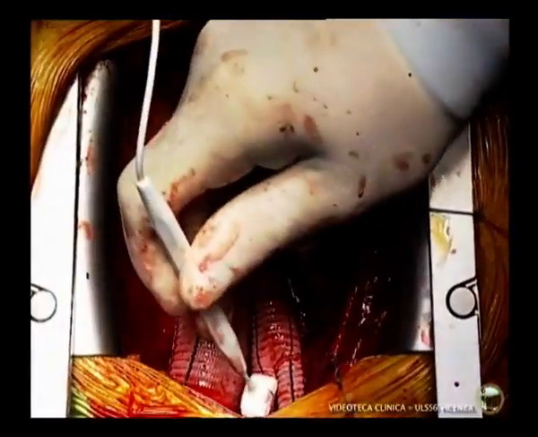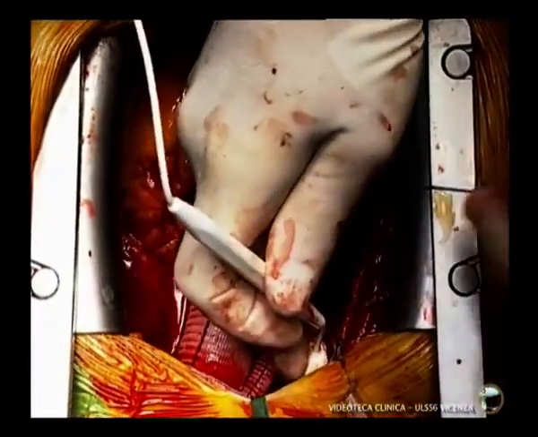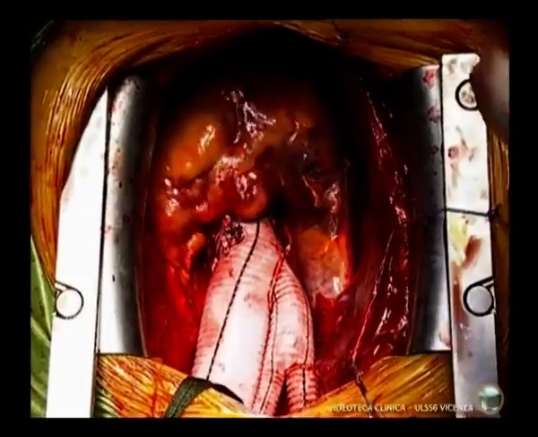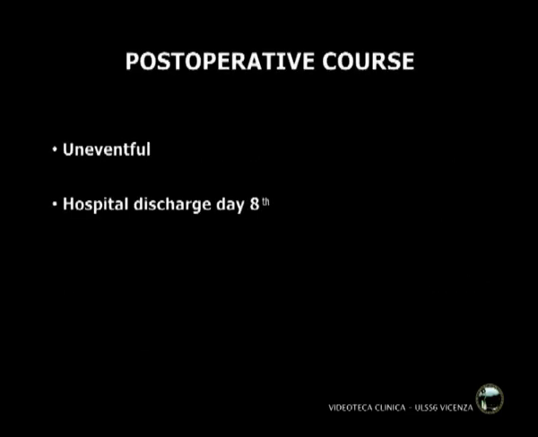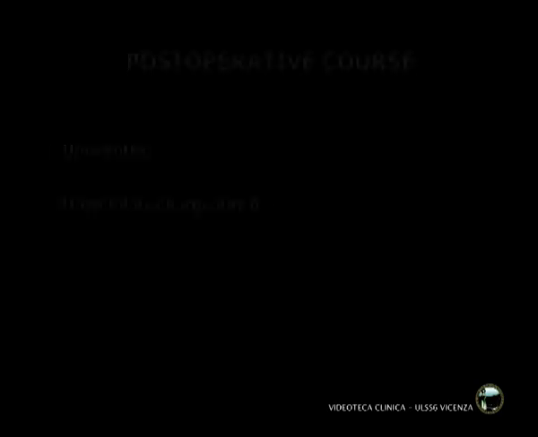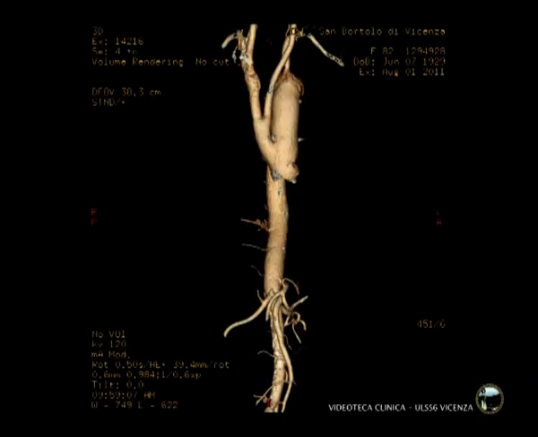Blood flow meter control of the left carotid artery and the anonymous trunk. The final results. The aortic cross-clamping took 84 minutes, cardiopulmonary bypass took 171 minutes, antegrade selective cerebral perfusion took 32 minutes, and circulatory arrest took 17 minutes. The post-operative course had no complications. The hospitalization was 8 days. The post-operative CT scan shows the success of the procedure.